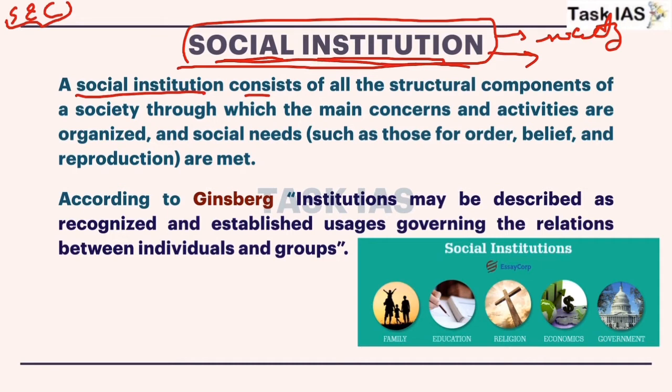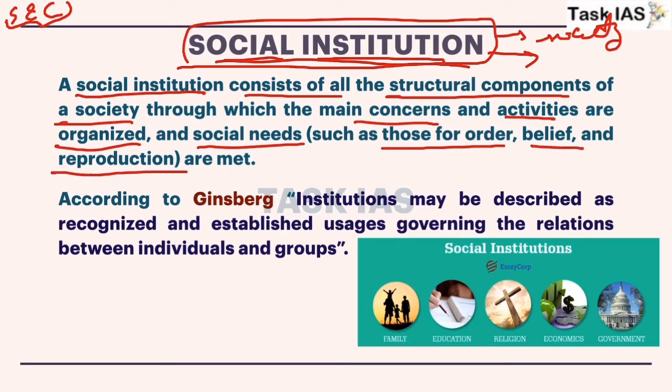A social institution consists of all the structural components of a society through which the main concerns and activities are organized, and social needs such as those for order, belief and reproduction are met. So by these social institutions, needs of individuals like reproduction are fulfilled. At the same time, needs of society like law and order, peace and harmony between different communities are fulfilled.